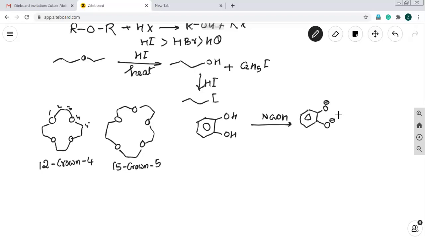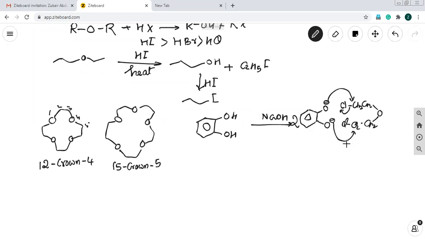Now you react this with an alkyl halide, a long chain alkyl halide like Cl, CH2, CH2, O, CH2. Okay, now this will attack here, and this will lose chlorine, and similarly this will attack here. Now, suppose you have two molecules of this.